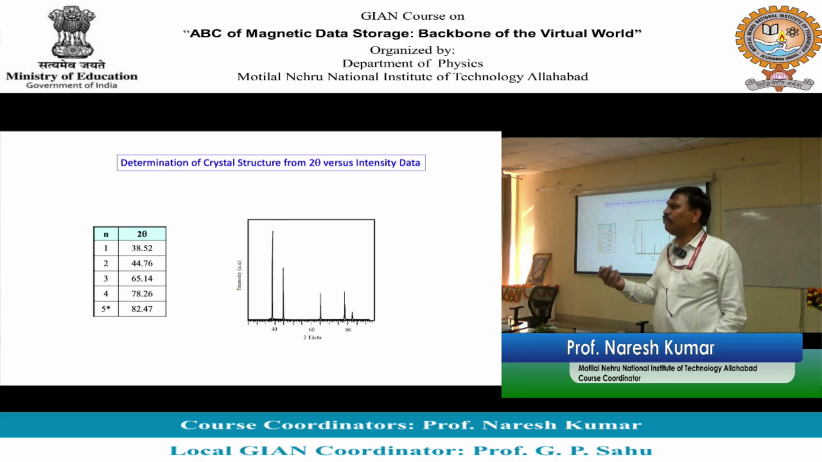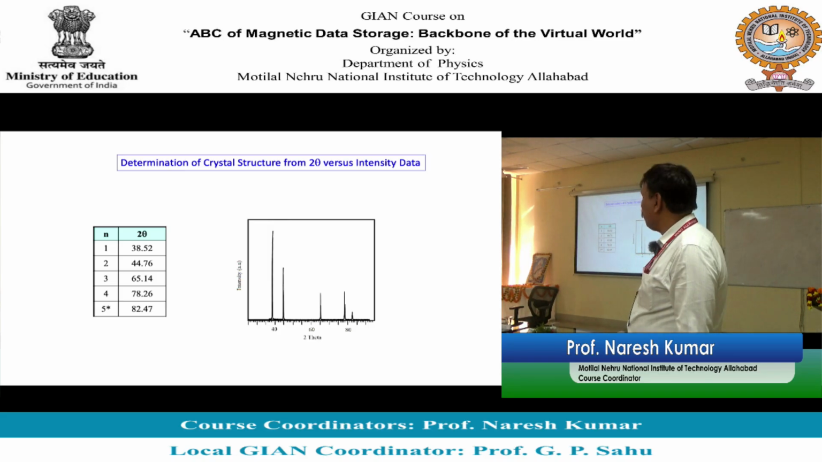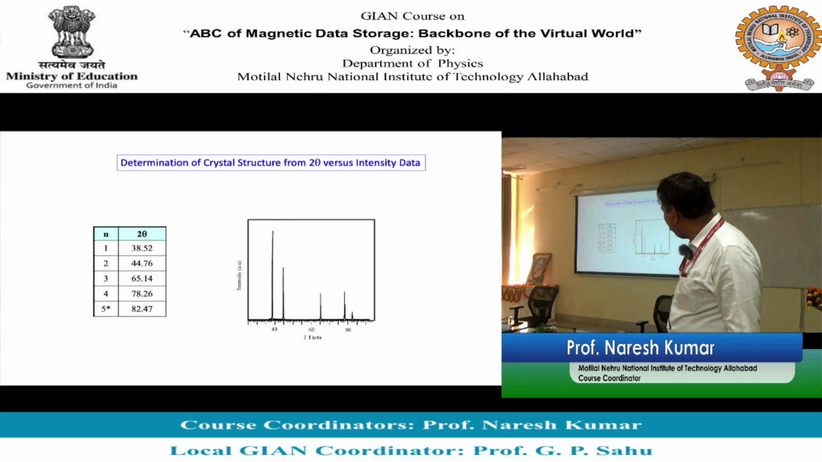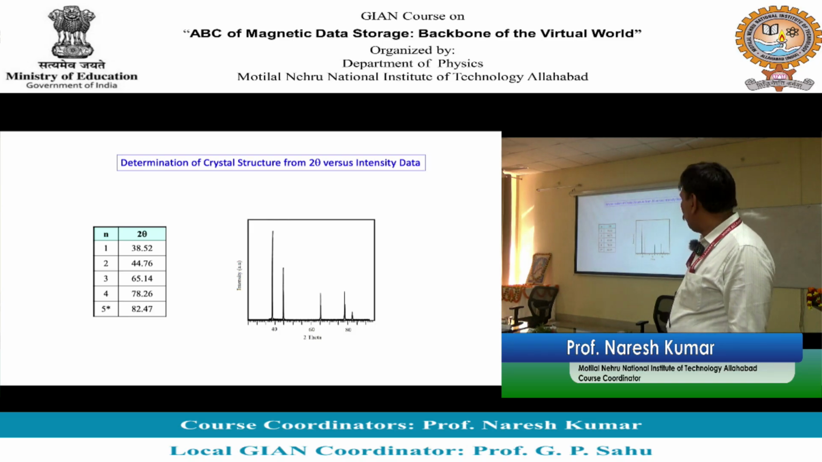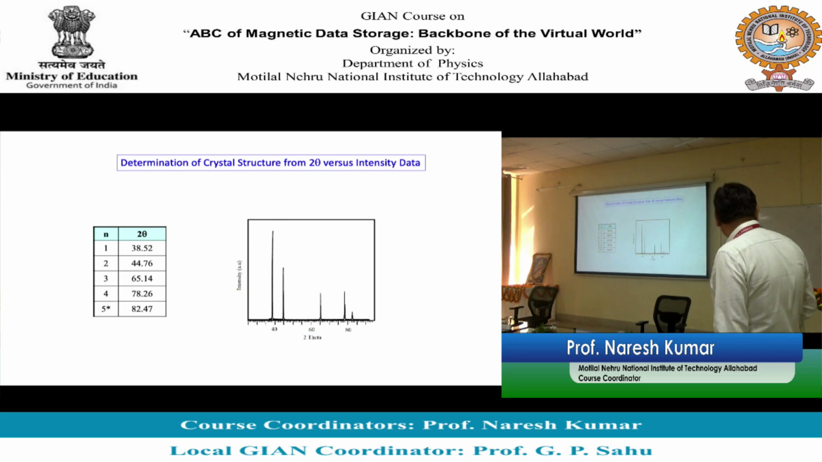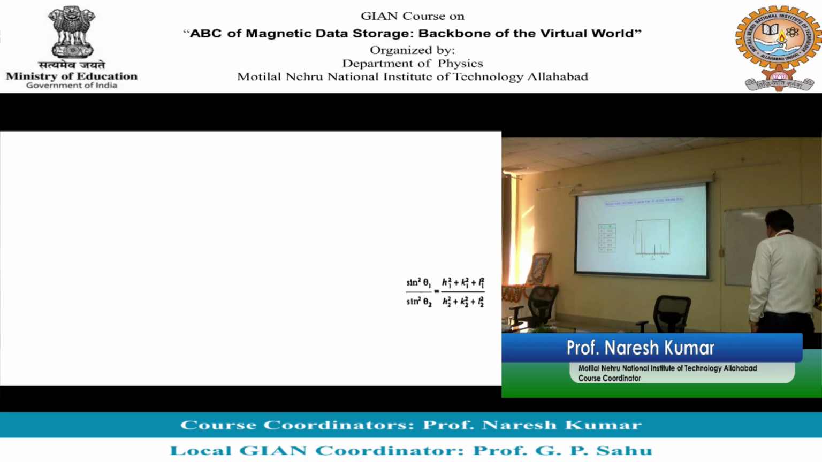Suppose I took one sample and this is the XRD data that I am getting. I am getting 5 peaks available. These are the 5 peaks and these are the positions of the 5 peaks. So 2 theta is available. So how to get these peaks indexed? What do you do?